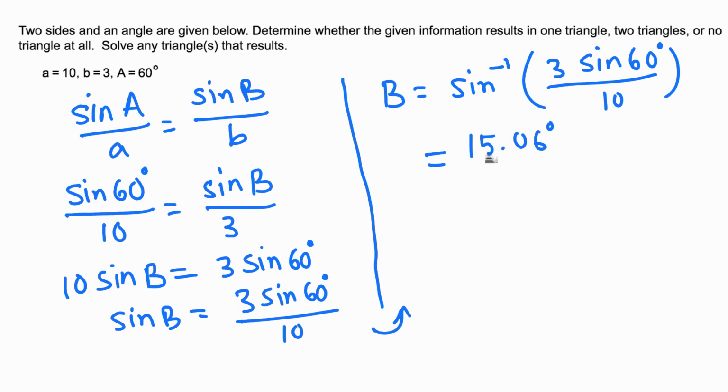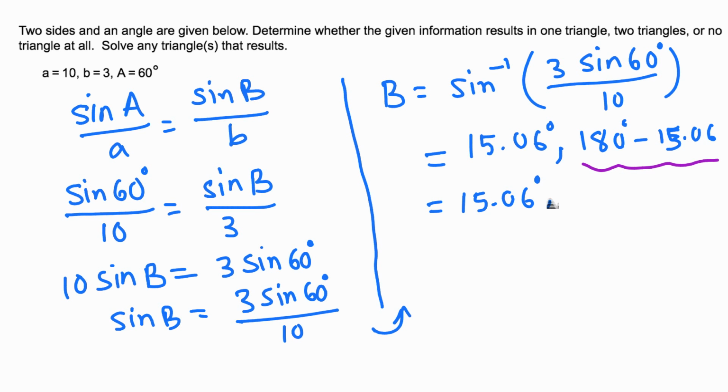This is given in the first quadrant, but sine is positive in the second quadrant as well. So the next angle is always 180 degrees minus this 15.06. I'm not sure whether this angle exists, but we need to go through this for now, which is 180 minus 15.06 degrees, that's 164.94.